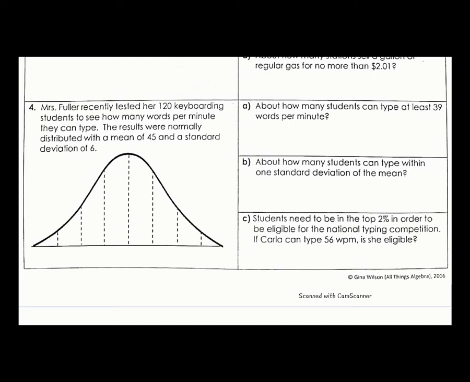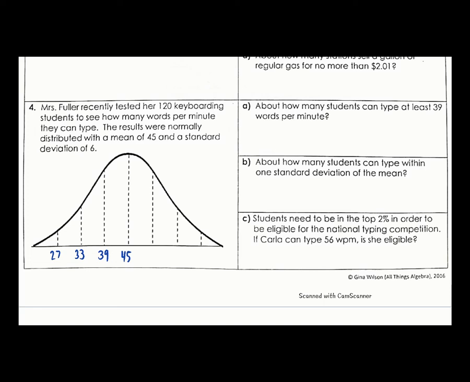The results were normally distributed with a mean of 45. Okay, so look, guys, 45 in the middle. And a standard deviation of 6. So we're going to subtract 6 to the left. That's 39 in the first spot. We're going to subtract 6, keep on moving, that's 33. We're going to subtract 6, keep it moving. That's 27. That's as far as we're going to go to the left, 3 standard deviations from the mean. Anything under that's an outlier.